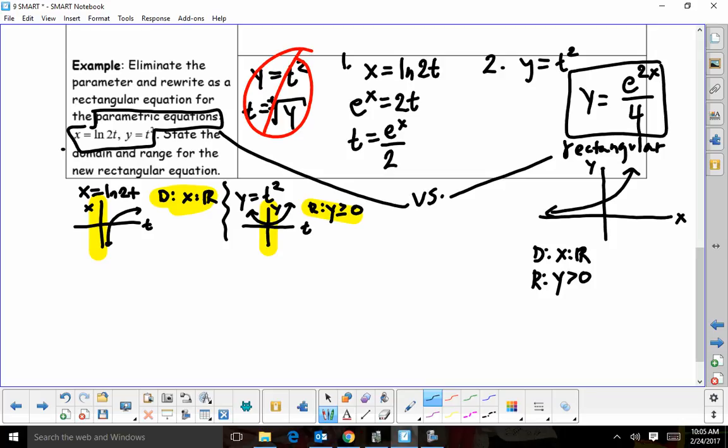And sometimes in rectangular, it could be the whole line, and then in parametric, it only hits that part of it. Okay, so just pay attention to domain and ranges when you're going back and forth. That's what can be different.